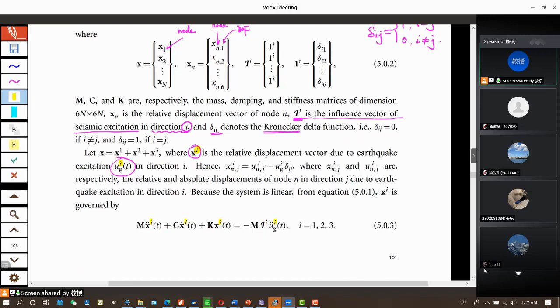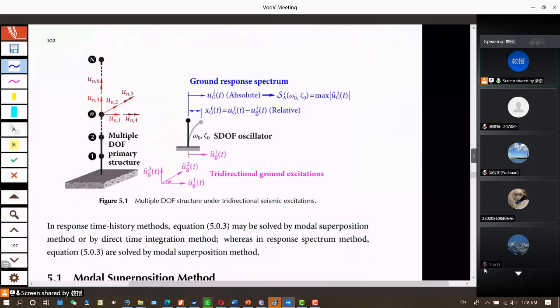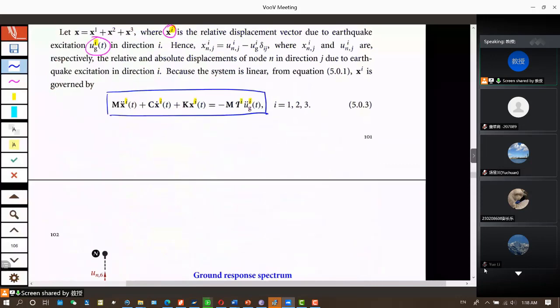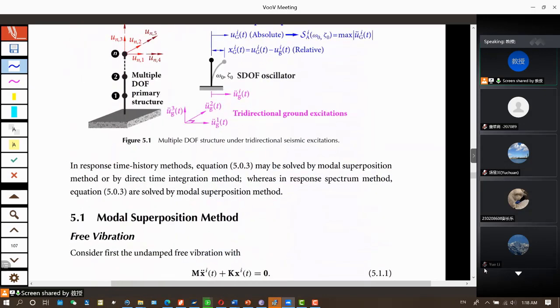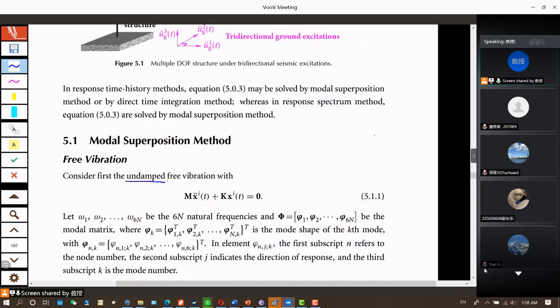First, we look at undamped free vibration. So there is no force on the right-hand side. Damping C is equal to 0. Then we perform the modal analysis to determine the natural frequencies and the mode shapes. From the mode shapes, we form the modal matrix phi, with each column being a mode shape. And we know that the modal matrix can diagonalize the mass matrix and the stiffness matrix. So we diagonalize the matrices.